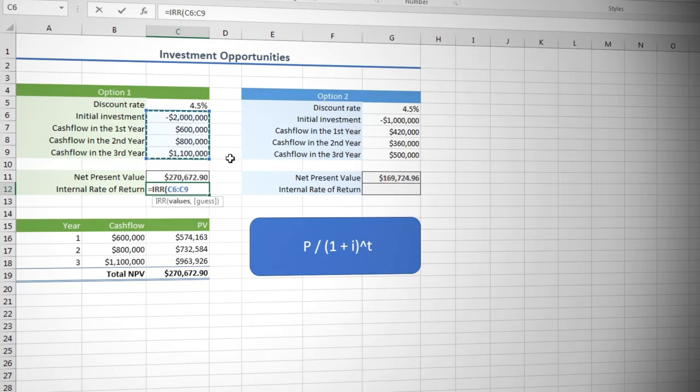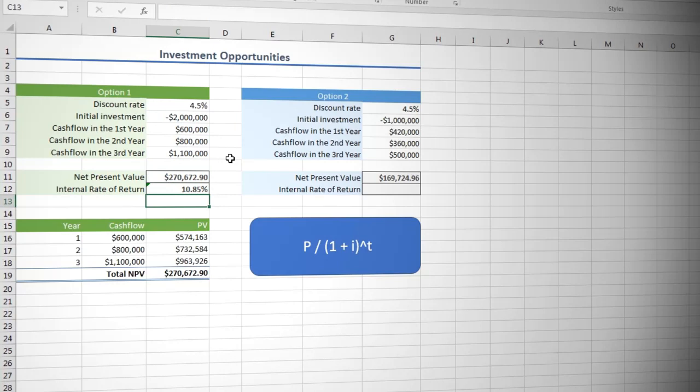But it is possible that the internal rate of return will not be able to solve the problem. If this is the case, you can give it a sort of starting point. So you can say, we think the internal rate of return will be around this. And that can help Excel get to your solution. In this case, we don't need to supply it, so we're going to close the brackets and press enter.